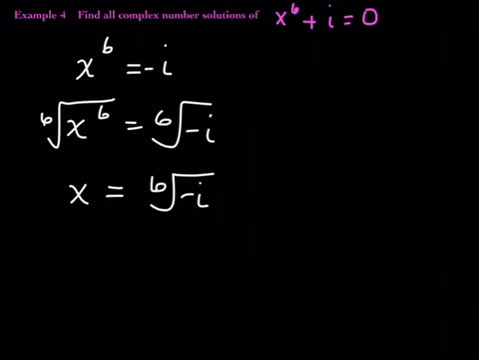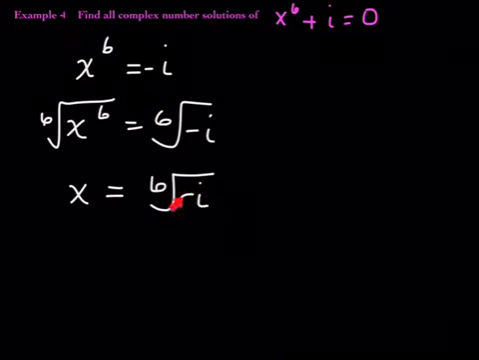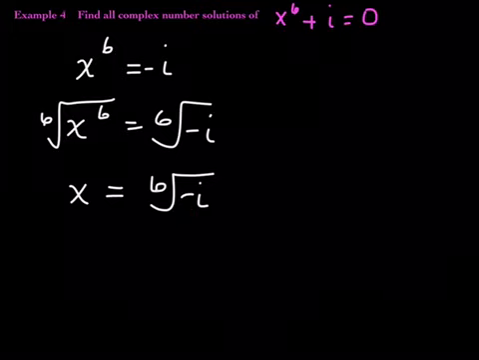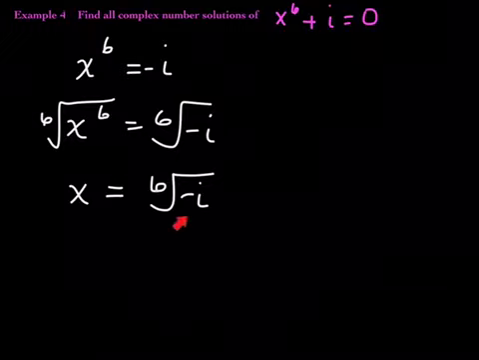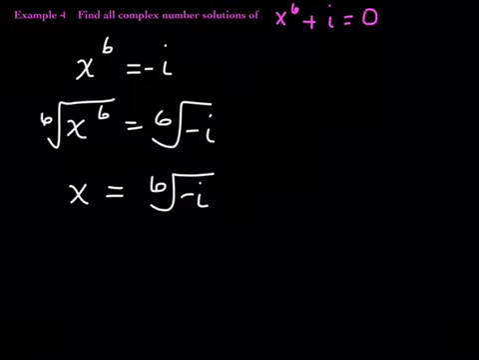Now, let us convert this complex number, which is in standard form, also called rectangular form, to polar form. What I would invite you to do is to pause the video and give that a shot. Convert negative i to polar form. We did that in the previous lesson, and we've done it a few times in this lesson, so give that a shot.